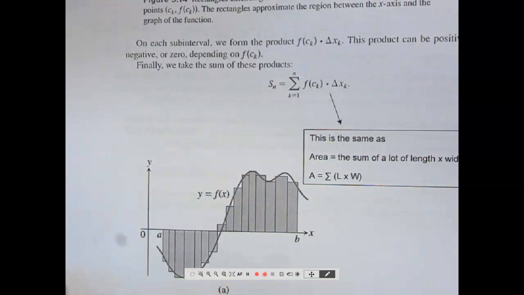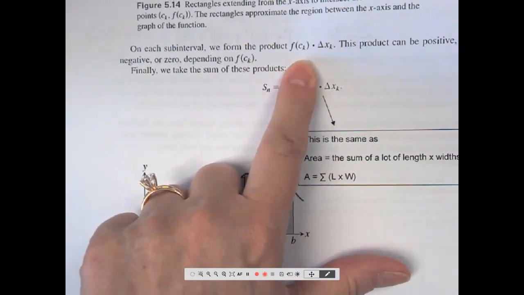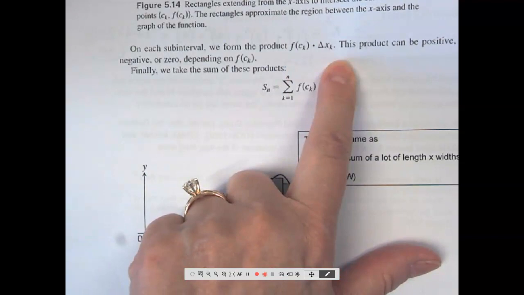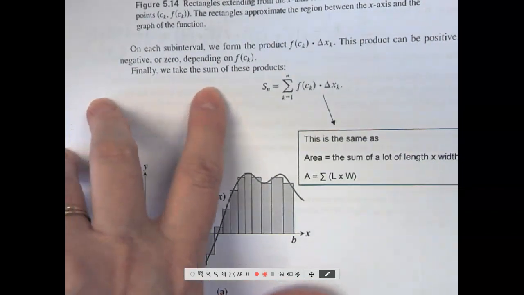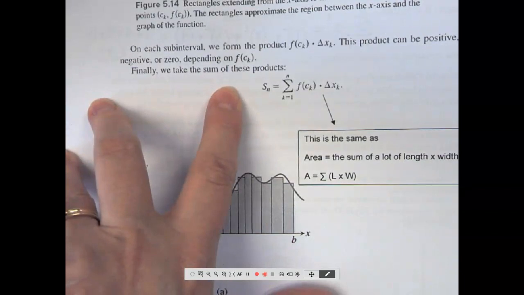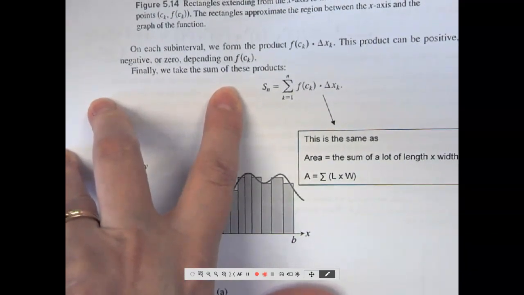Okay, on each subinterval, we form the product, this looks awful, I know, f of c_k times delta x_k. This product can be positive, negative, or 0, depending on, come on, it looks bad, doesn't it? Yes, okay. Very nice. Remember, we're recording. What does it look like? Okay.